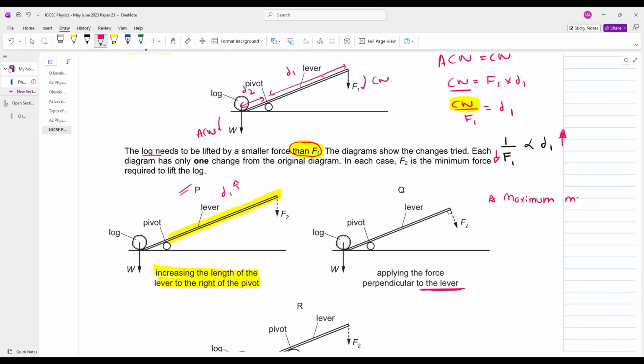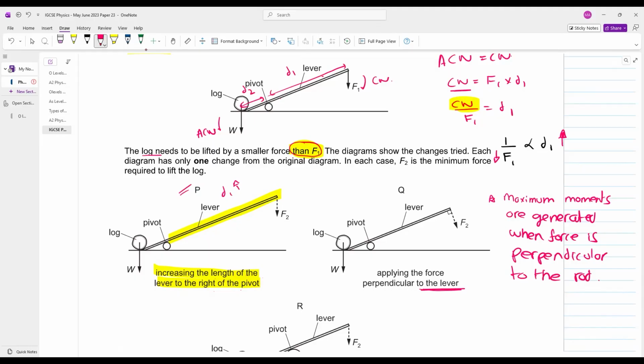Maximum moments are generated when the force is perpendicular to the rod or to the meter rule, whatever you want to say.